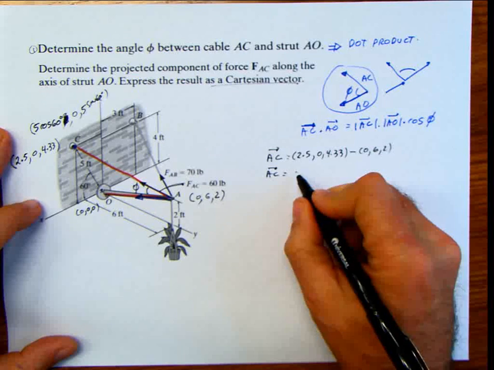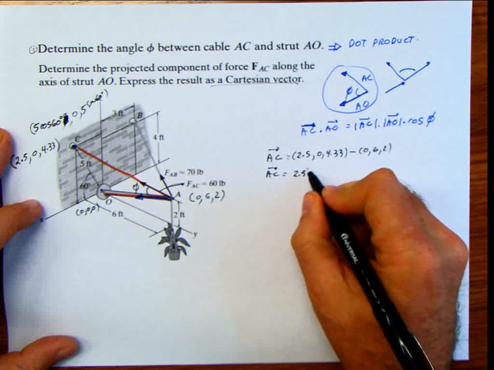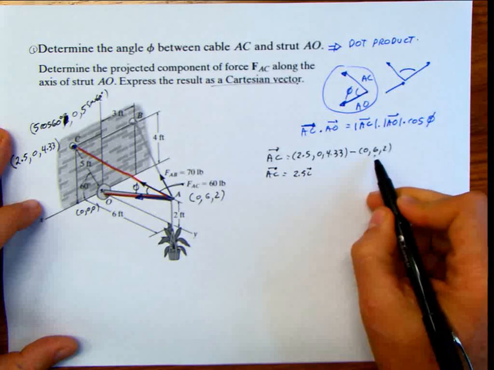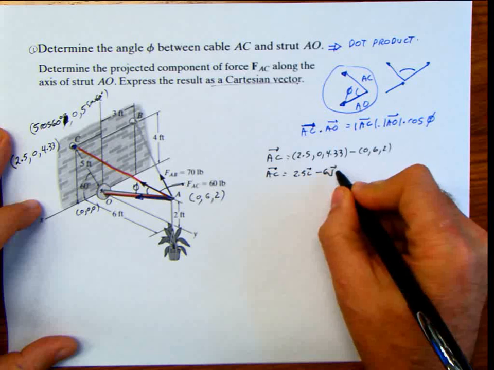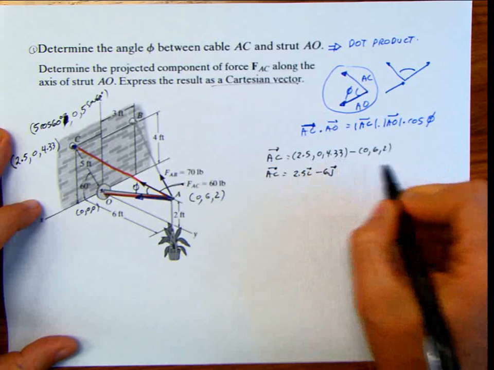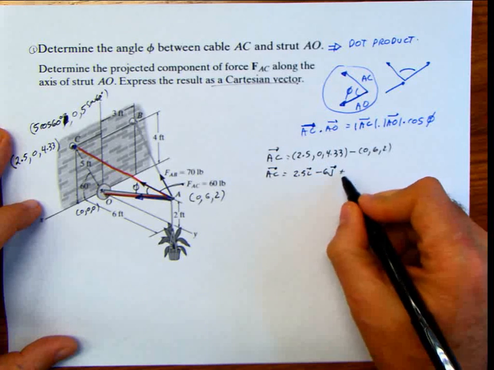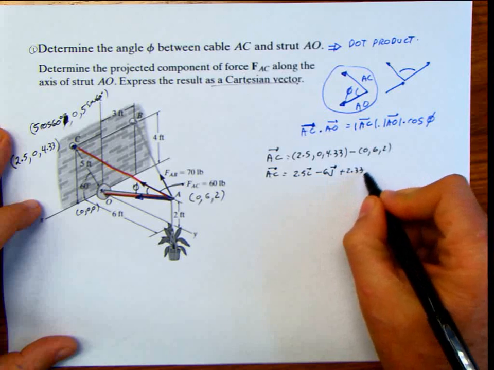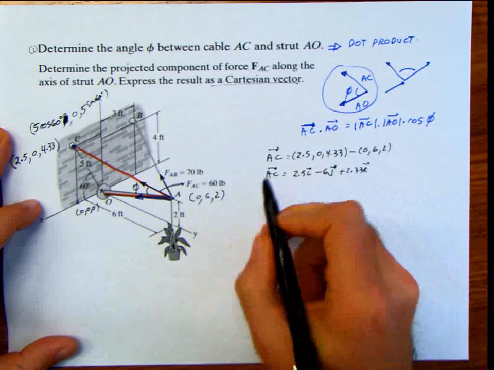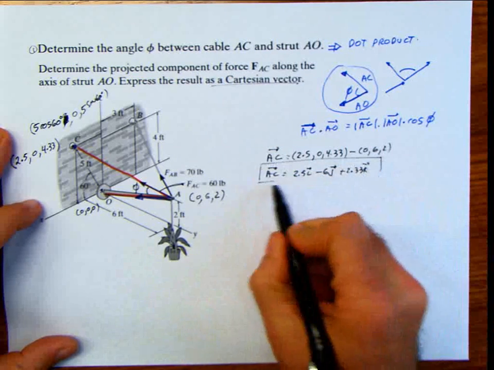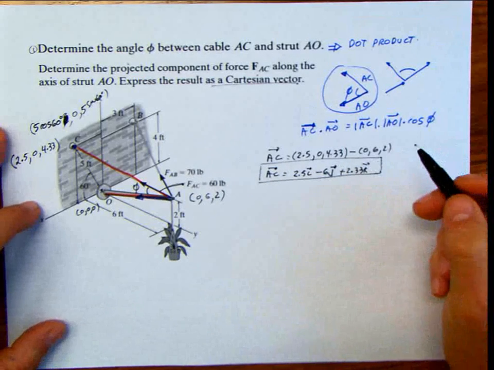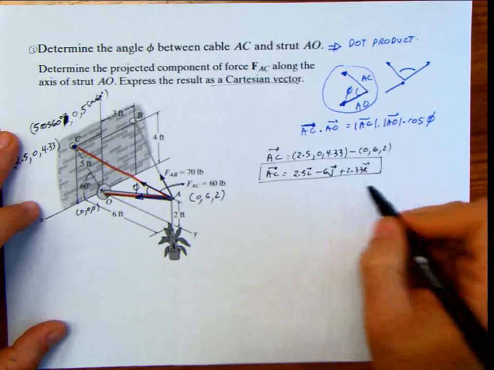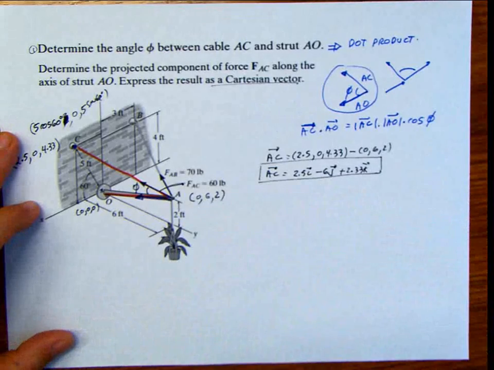2.5 minus 0 is 2.5 I. 0 minus 6 is going to be minus 6J. And 4.33 minus 2 is going to be 2.33K. And we have the vector AC. I'm going to box it, even though this is just a partial result. It's not what we're looking for, but I like to keep my answers in a box so I can find them easily.